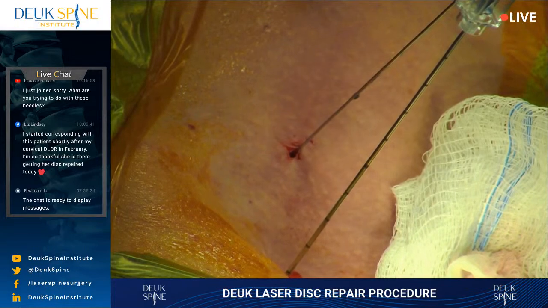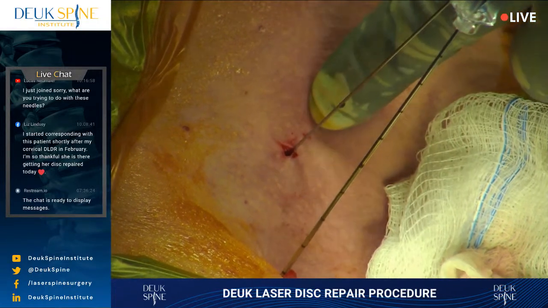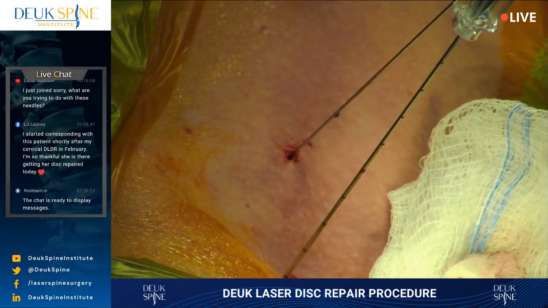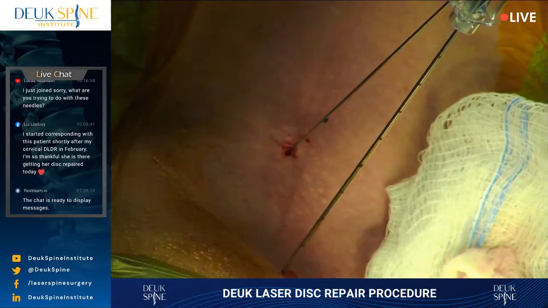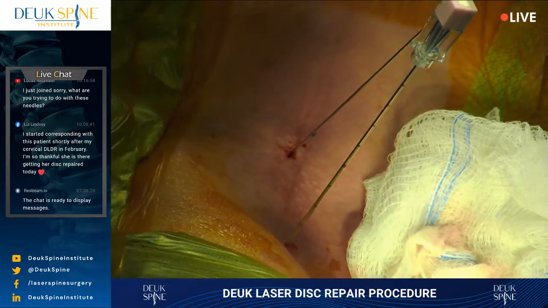There it is. See it? You all see that, Diego? Yep. Now I'm going to bring the dilator. What does a dilator do? It doesn't cut. It spreads.